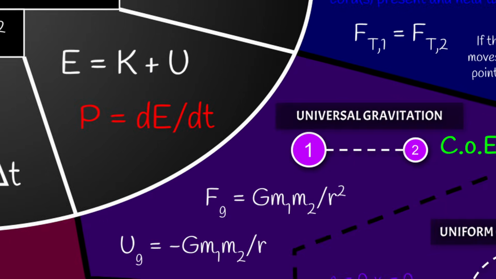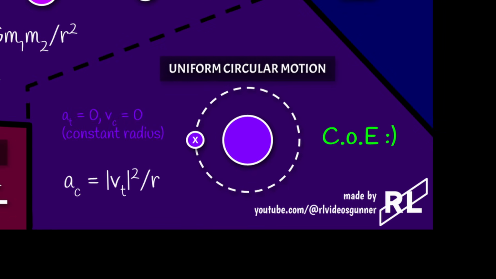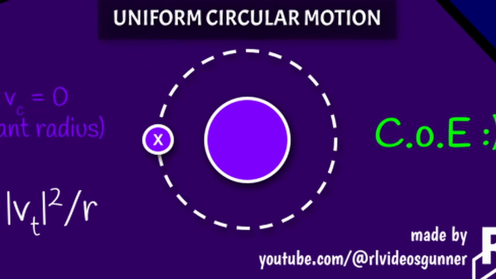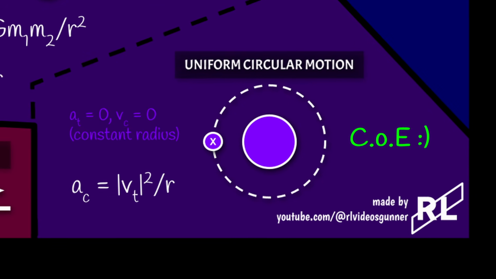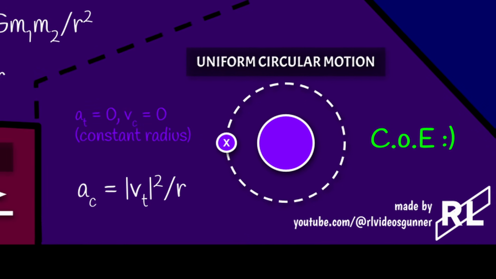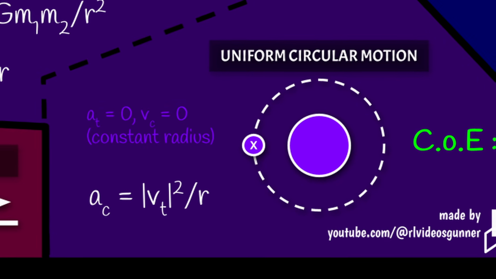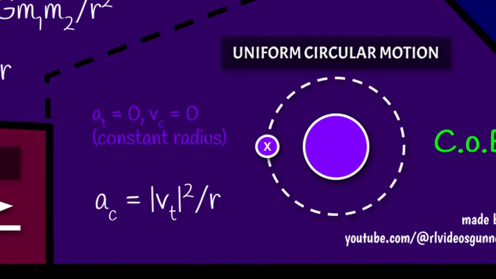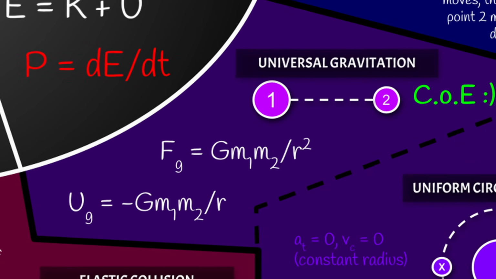Now we get to my favorite section of this chart, the purple area. In uniform circular motion, an object moves in a circle, and then it keeps moving in a circle. Neither the speed nor the radius change, but we do have this neat little equation for the centripetal acceleration. If you have uniform circular motion, make sure to use a centripetal-tangential coordinate system instead of the typical Cartesian one. Over here we have the universal gravitation formulas for force and energy.